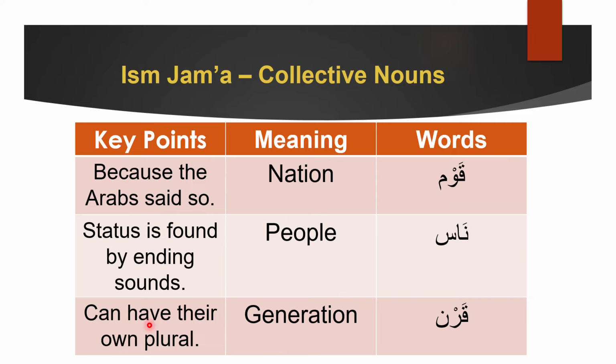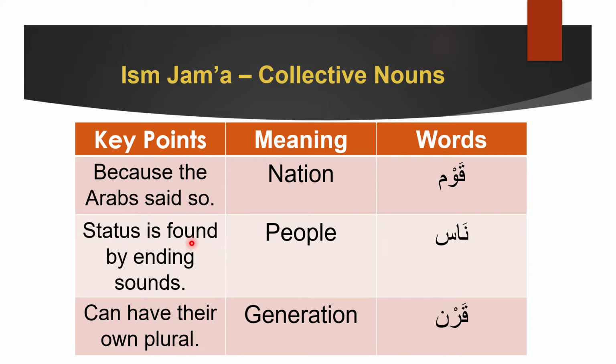These words have their own plurals. Because see, nation is just one nation, right? What if I make it nations? Then this will become aqwam. Similarly, for people, it's already plural right now, but in Arabic we can make another plural for nas. And over here also generation, qurun. Qurun is the plural for generations.